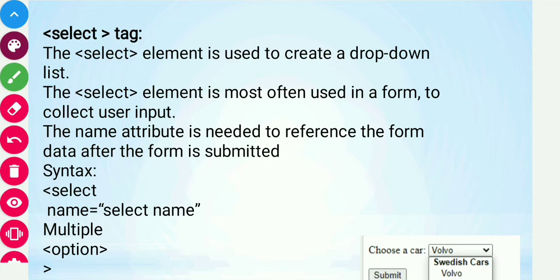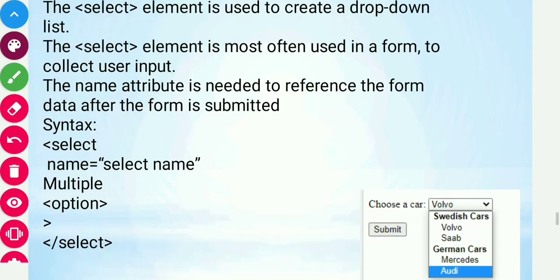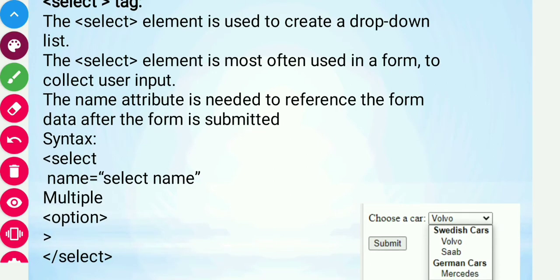Friends, here is the basic syntax. In the syntax, if you observe, we have select, and in that a name is there. This name attribute specifies the name of the select element, and this name is not displayed on the form. The name attribute is just required to differentiate one select element from another one, if there is more than one used in the form.